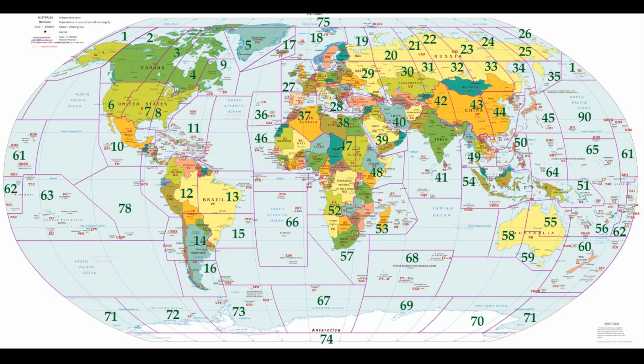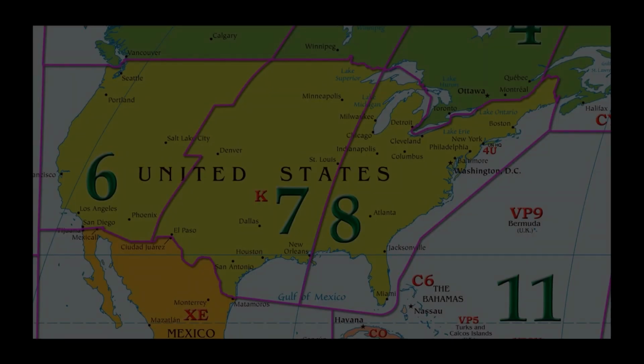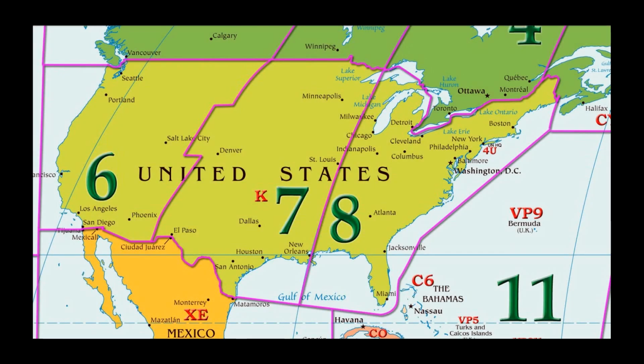Now here's a global map of all of the regions. As you can see, there are 90 of them, spread across the planet. Now in the United States there are actually 4 regions. It's 6, 7, 8, and Alaska I believe is number 2.